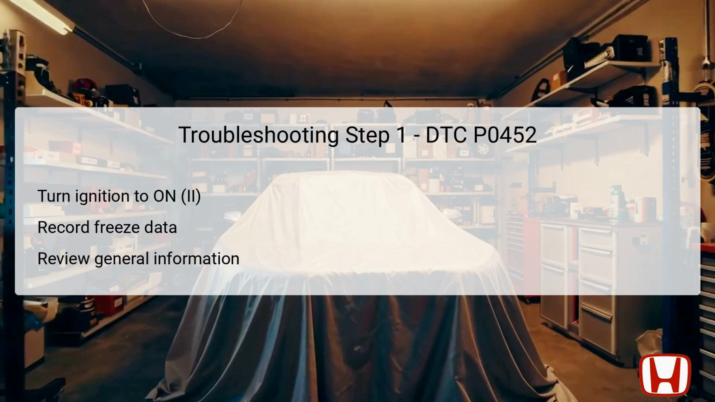Begin the troubleshooting process by turning the ignition switch to the ON (II) position, or by pressing the engine start-stop button to achieve the ON mode. This action allows communication between the vehicle's onboard diagnostic system and the diagnostic tool utilized for reading codes and data. It is crucial at this stage to record all freeze-frame data, which provides a snapshot of the vehicle's conditions at the time the DTC was triggered.